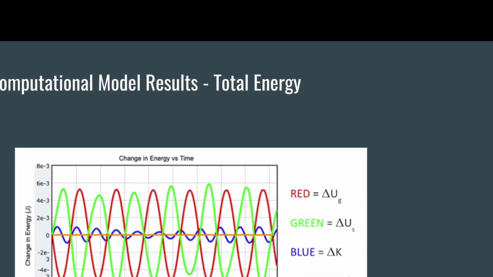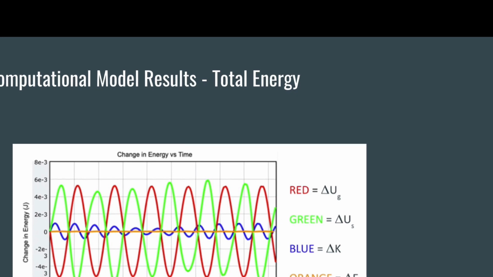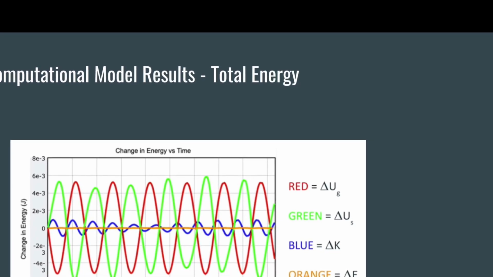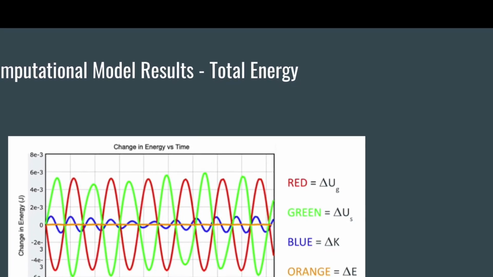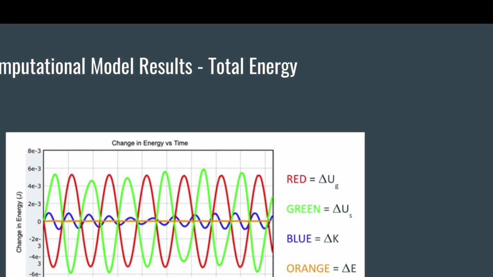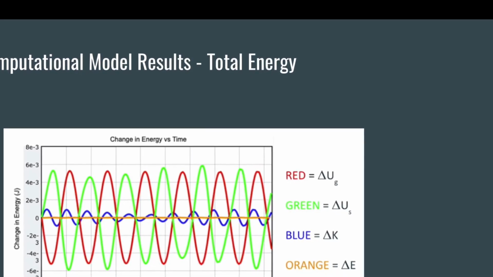So here are the results for total energy. We can see we have the gravitational potential energy in red, the spring potential energy in green, and the kinetic energy in blue, as well as the total energy in orange.